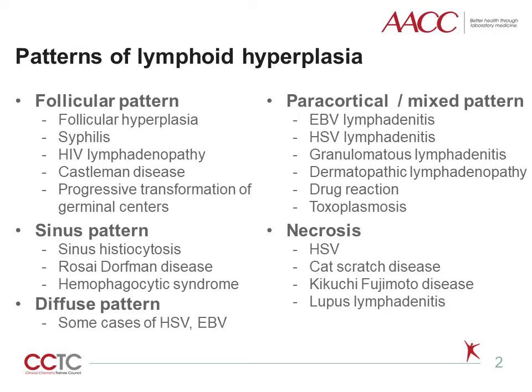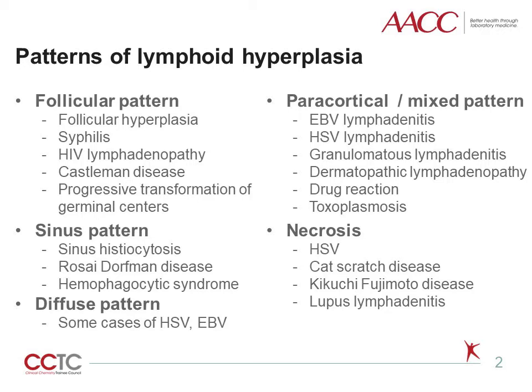Paracortical hyperplasia is an expansion of the paracortex between follicles. A heterogeneous population of small lymphocytes, larger immunoblasts, and dendritic cells is present. Causes of lymphadenopathy showing a predominantly paracortical or mixed paracortical and follicular pattern of hyperplasia include EBV or HSV lymphadenitis, toxoplasmosis, dermatopathic lymphadenopathy, and granulomatous lymphadenitis.